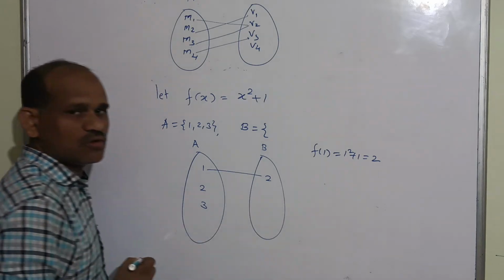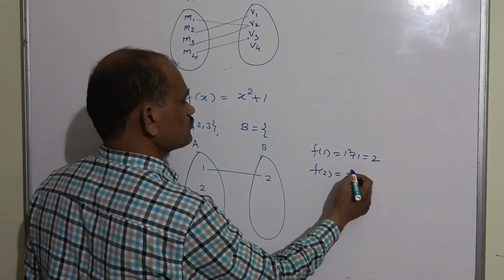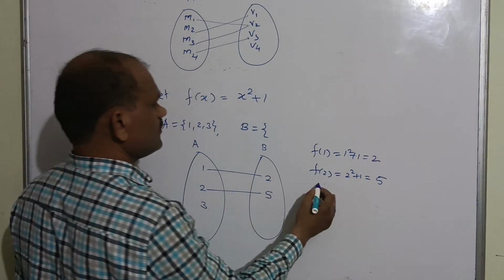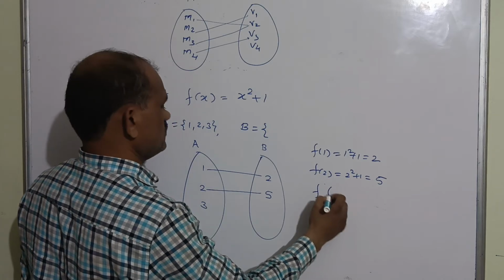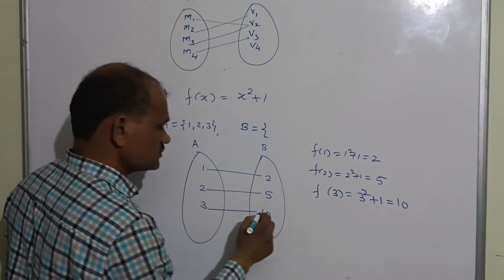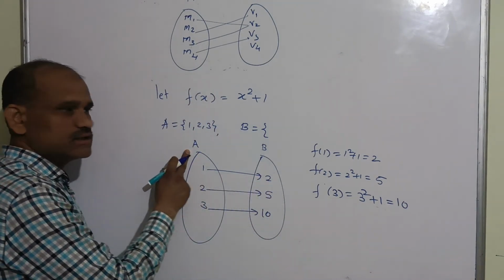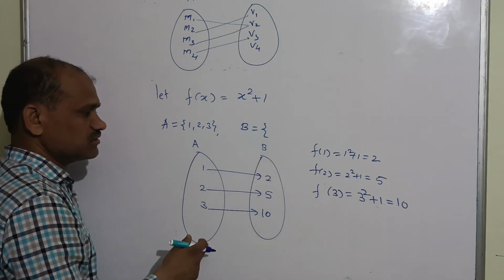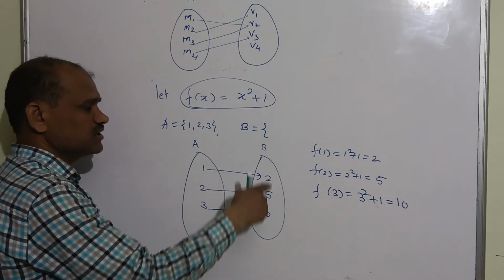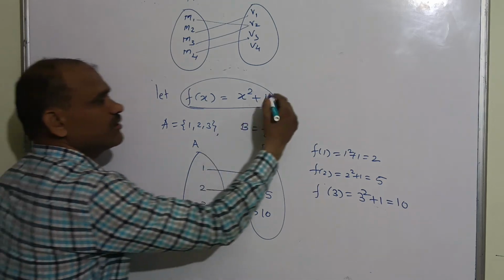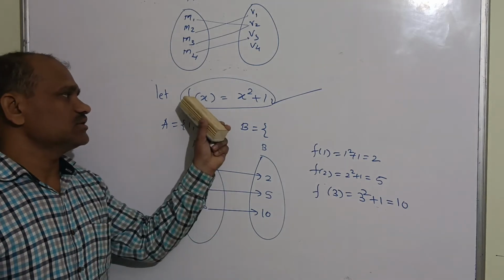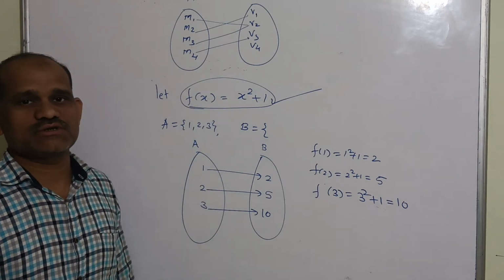So 1 is related to 2. Then f of 2 is equal to 2 square plus 1, which is 5. So 2 is related to 5. And when x is equal to 3, f of 3 is 3 square plus 1, which is 10. So we get 10. This is set A, this is set B. And what is the function? This function means every element of the set A is associated to one and only one element of the set B by using this rule, that is f of x is equal to x square plus 1.